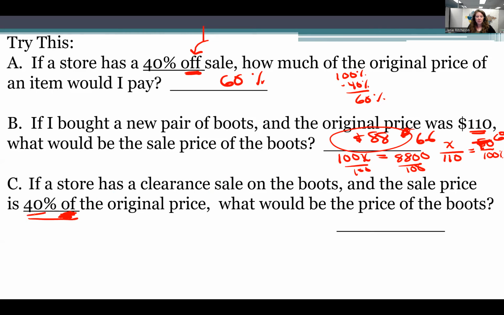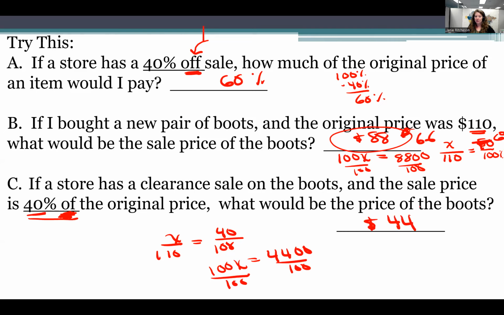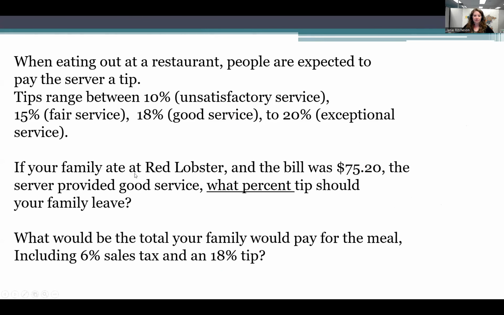Anyway, so if it's 40% of the original price, we're not subtracting from 100. We're just simply finding 40% of the original price of 110. Okay, so we would cross multiply, we get 100x, and 110 times 40 would be 4,400. Then I divide by 100. And that clearance price is going to be much lower. It's going to be $44. Okay, so that's the difference in of and off.